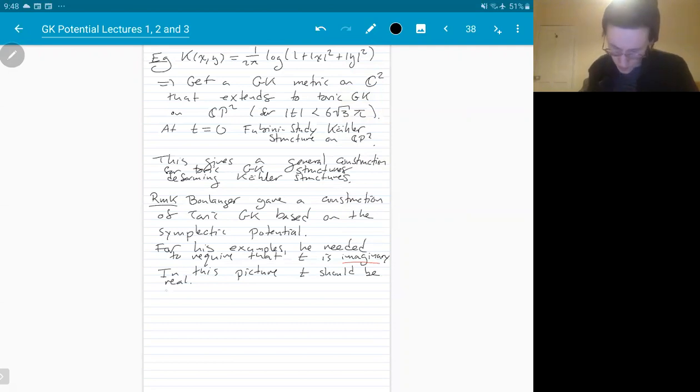In fact, you can still do this even when T is not real, in the sense that you can still do the deformation from Kähler to generalized Kähler, but the K has to get deformed in a complicated way. So it looks like the symplectic potential and the Kähler potential are adapted for different situations.